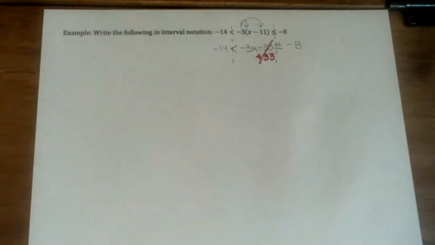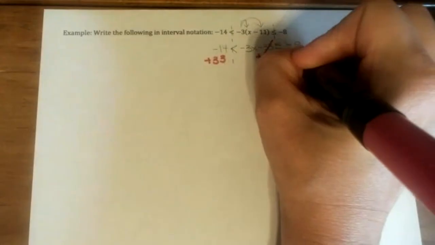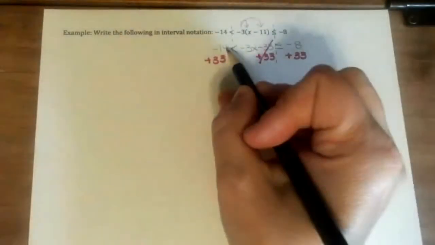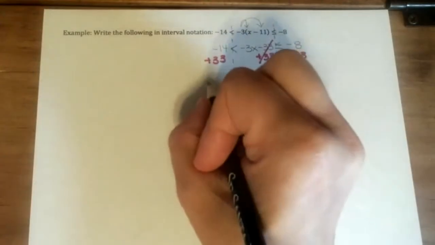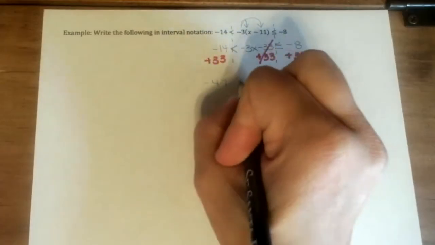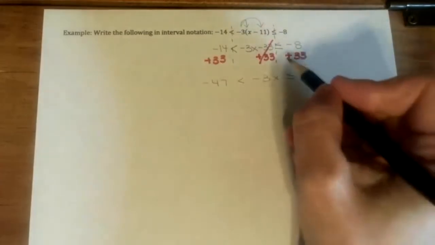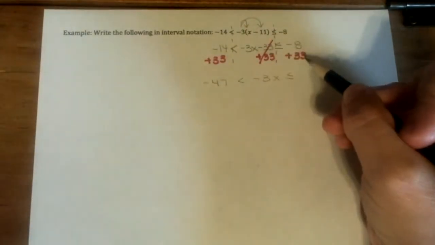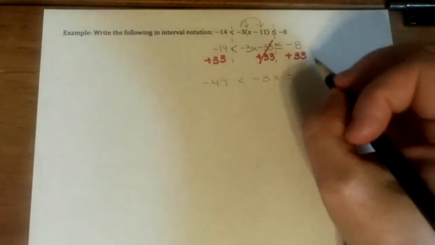What you do to one side, you have to do to all sides. So let's add 33 to all sides of our equation. We are left over with negative 14 plus 33, which would give us negative 47, is less than negative 3x is less than or equal to, our 33 is canceled out, negative 8 plus 33, negative 8 plus 33 would give us negative 41.